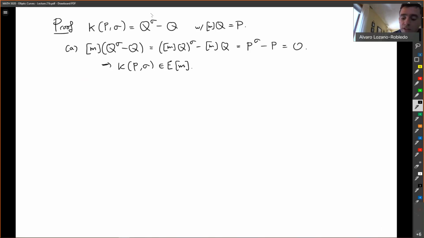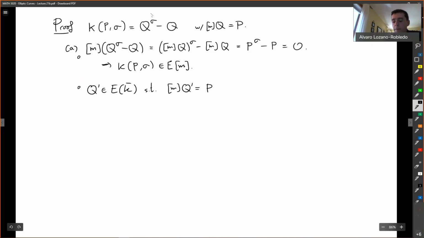So for the well-definedness, I also need to check that if I pick another choice of Q, so if Q prime is another choice such that M Q prime is P, then notice that Q prime is going to be Q plus T for some T of M torsion.